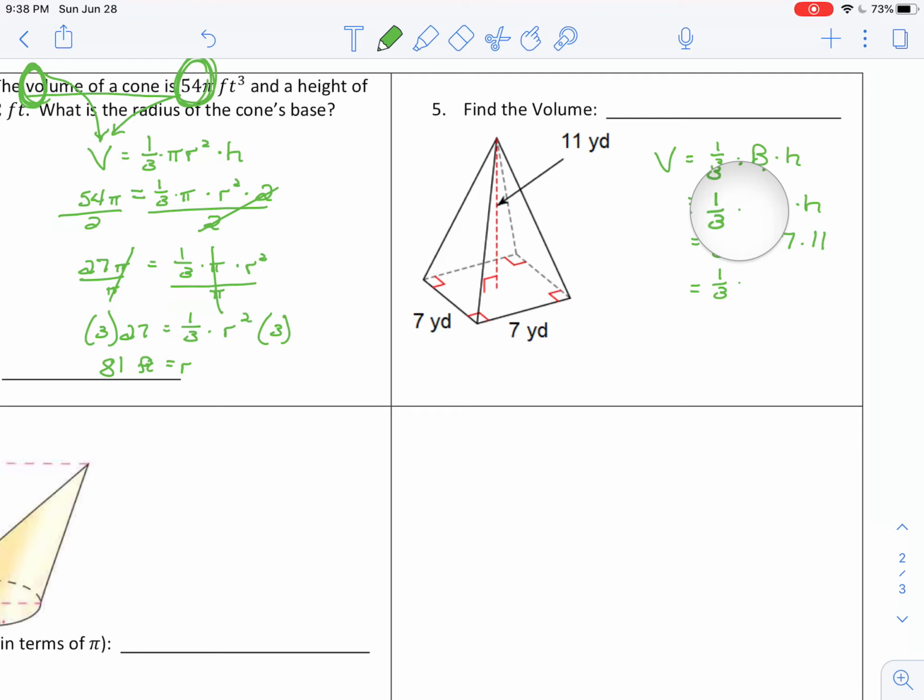So when I do 7 times 7 times 11, I get 539. That number is not divisible by 3, so when I take 1/3 times that number, I'm going to get a decimal, and I'm just going to leave it as that decimal.